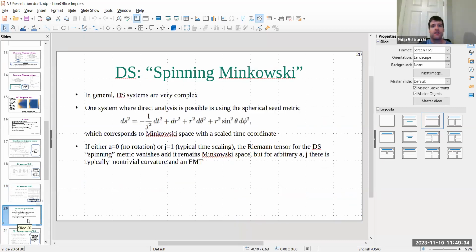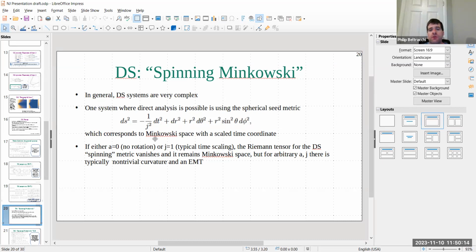So, as I stated, in general, these Drake-Szekeres systems are very complex. We can't necessarily fit the full components on a slide to look at them, but one system which we found which was possible to do analysis on is this system here, where j is a constant and the m function is 0. This is Minkowski space with a scaled time coordinate in the non-rotating case.